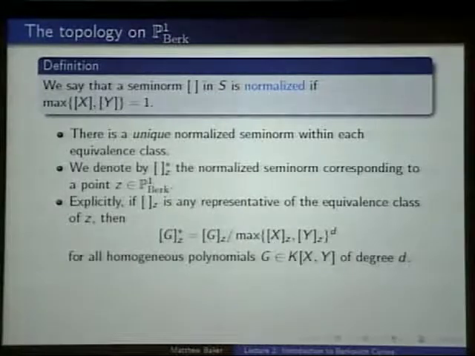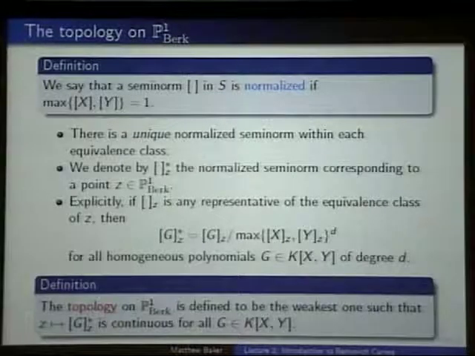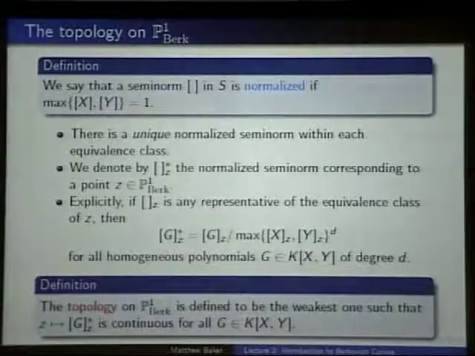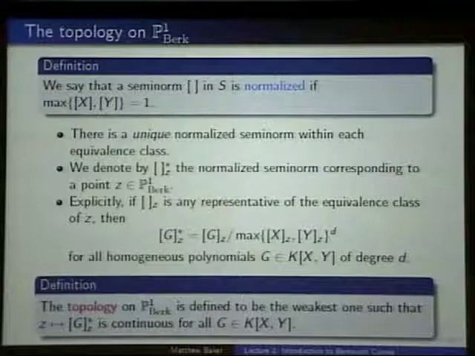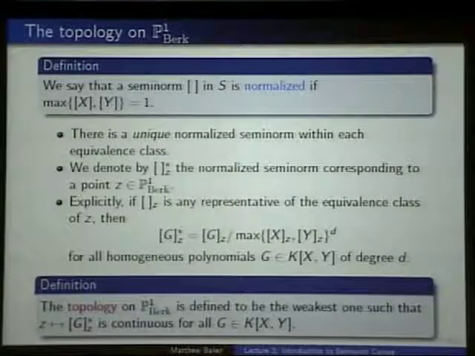And now this is a well-defined real number, so you can say that the topology is the weakest one such that z goes to |g|*(z) is continuous for all g. If you unwind the definitions, this is the same topology as I defined before. Just cover P1 by some affine coordinates, and you can check locally that it agrees with the previous definition.